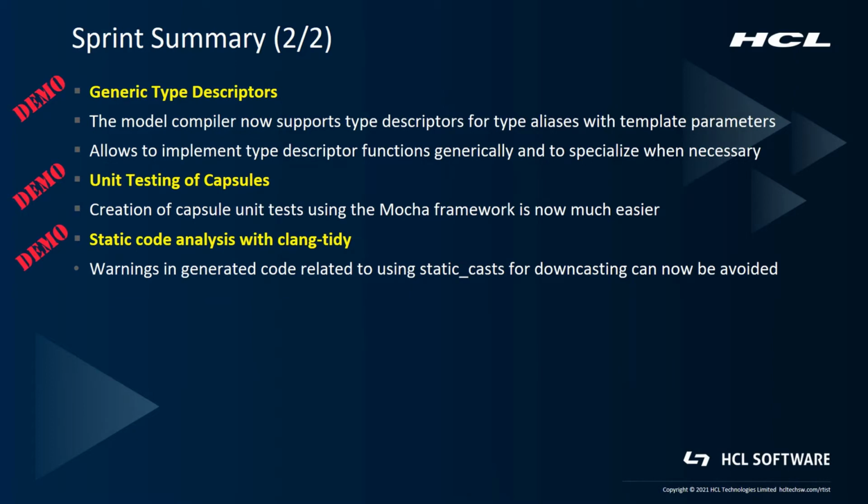Then we have implemented something we call generic type descriptors. So it's basically support in the model compiler for handling generation of type descriptors for type aliases that have template parameters. And this is quite useful because it allows you to implement type descriptor functions generically using template functions and only specialize them if there is a need to have any specific behavior for a certain type.